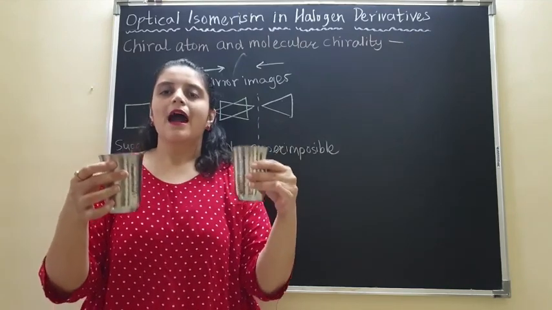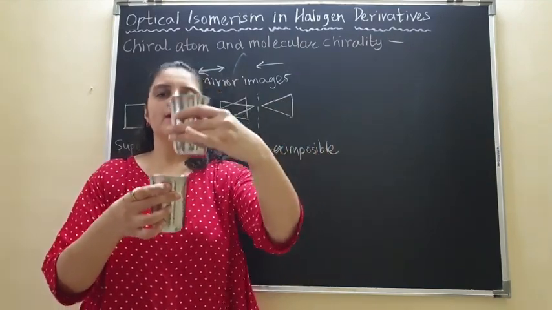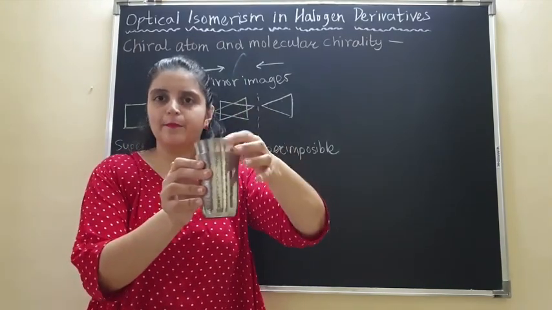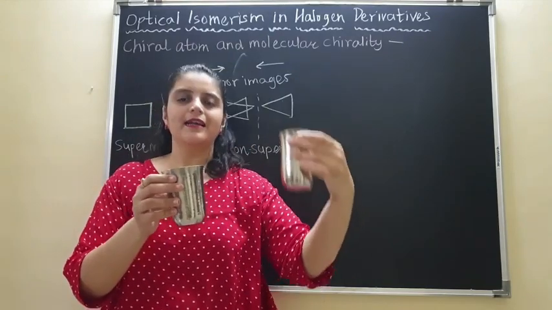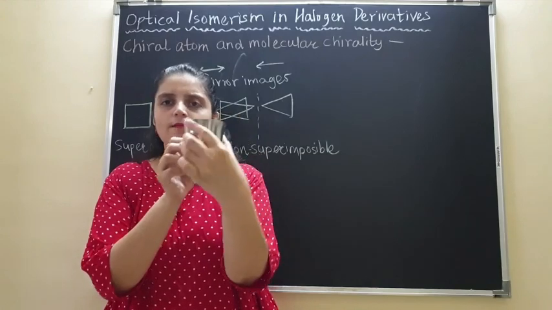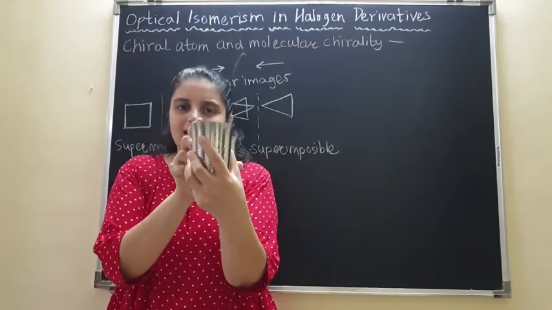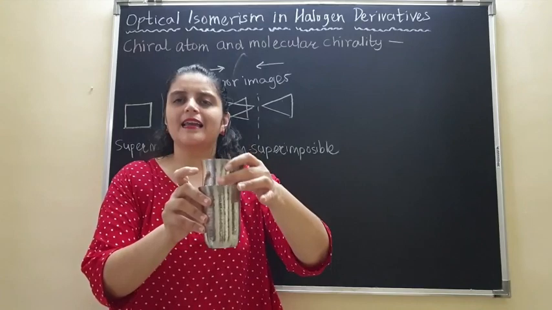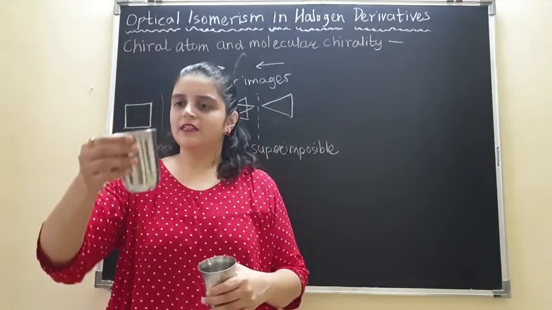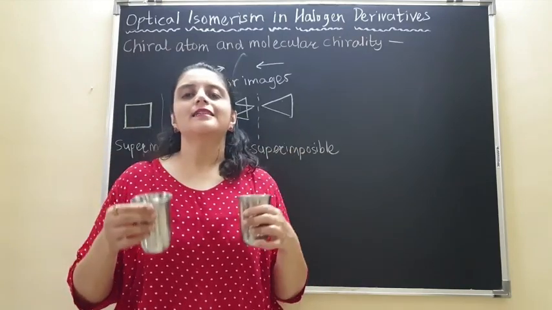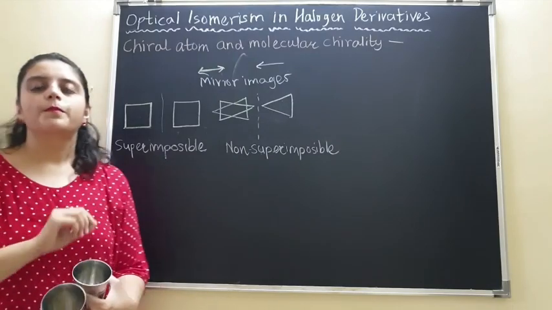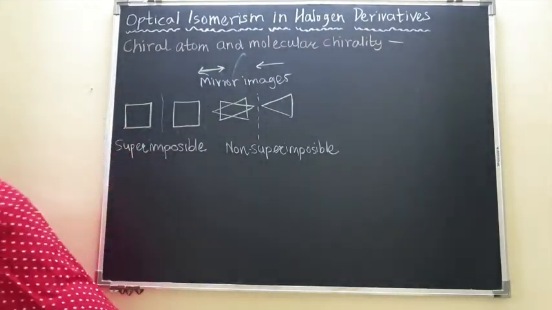Now I will take one glass and try to keep one glass on top of the other like this. Actually I can put it like this also, but for you all to understand, I am taking this and trying to put it on the second glass. If you observe, this first glass is exactly on top of the second glass. It can easily coincide with each other. So such kind of images, if this is our object and this is our image, will be called the first type, that is superimposable mirror images.